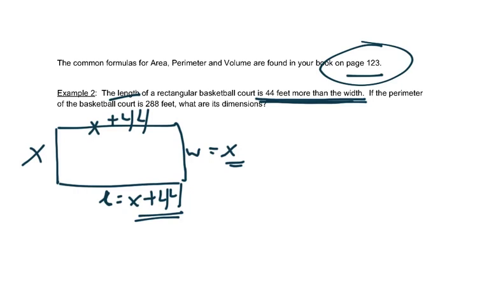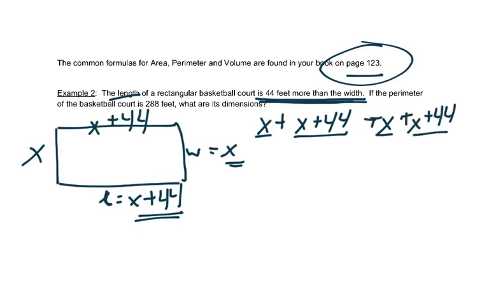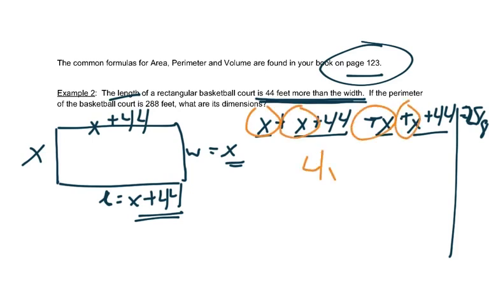And the perimeter is just adding up all of those sides. So I would have x plus 44 plus x plus 44. So that's four sides added together to give me 288 feet. I'm going to combine like terms. I've got x plus x plus x plus x, so that gives me 4x. And then 44 plus 44 gives me plus 88, equals 288.